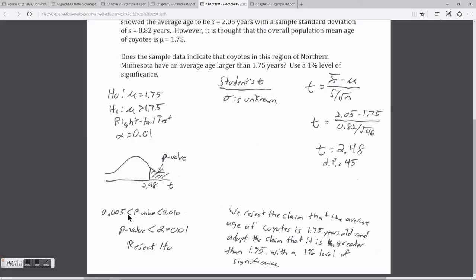Because I know since my p-value falls in between these two, really I'm just interested in what my p-value is less than. I know it's less than 0.01, which is what alpha is. So even though I don't have an exact p-value, I still know that it's less than my value for alpha. And so I'm going to again reject the null hypothesis. So what I'm rejecting in this question is the claim that the average age of the coyotes is 1.75 years. And I'm going to adopt the claim that it's actually greater than that. And there is less than a 1% chance I would be wrong in rejecting that claim.